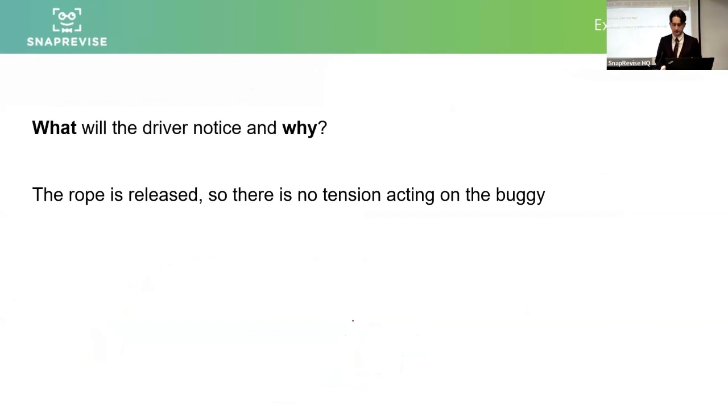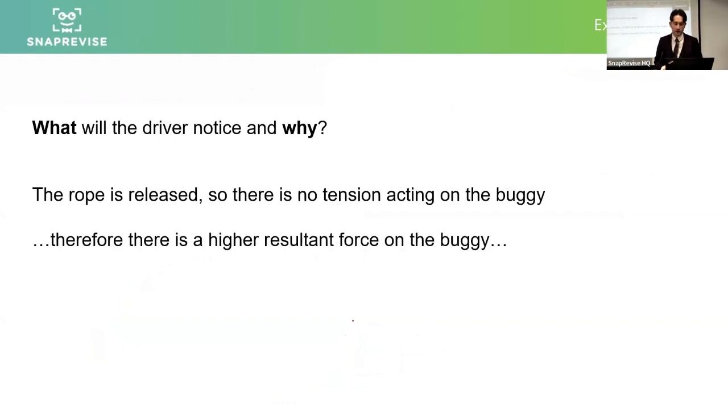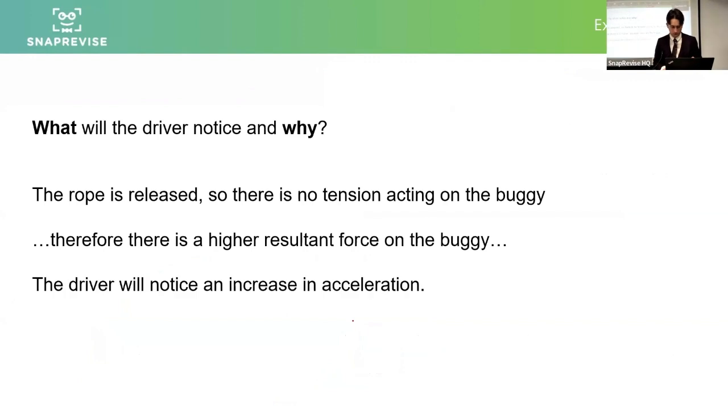So the rope's released, meaning the tension isn't there anymore on the buggy. There's less resistance to the buggy because there's not someone dragging against it. So the higher resultant force on the buggy will mean there's more force forward. So the driver will actually notice an increase in acceleration, and that's why the driver has decided to bring it to rest.